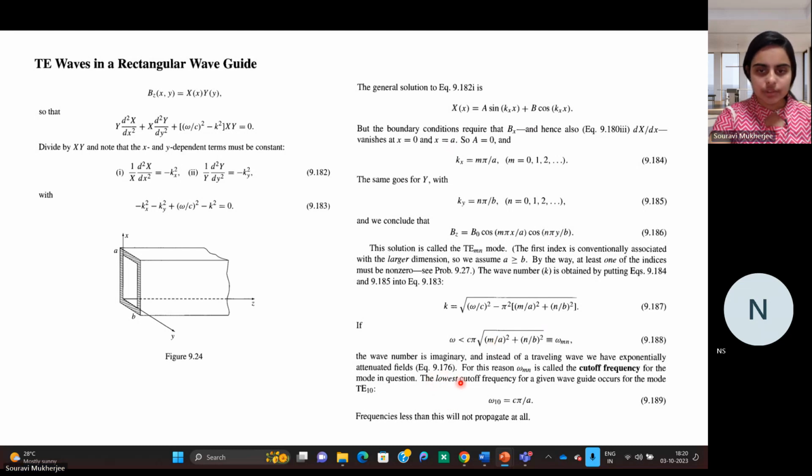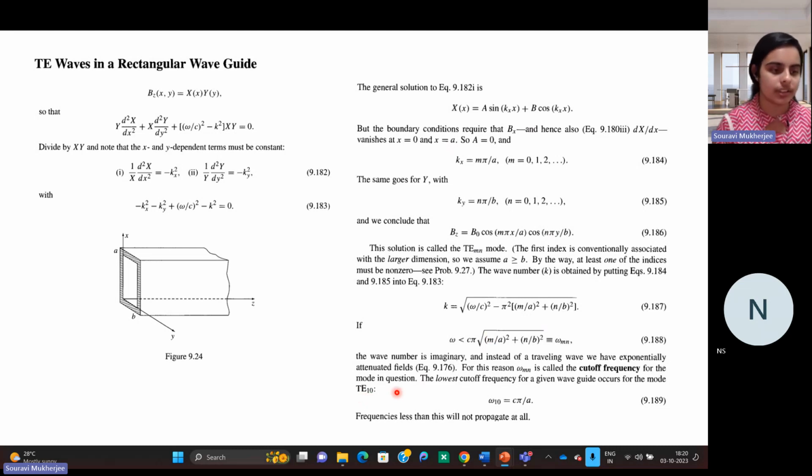And so the lowest cutoff frequency, lowest meaning what should be the lowest value here? Either put m or n, one of them, to be 1, and the other to be 0. That's your lowest mode. Now if you consider a to be greater than b, then the lowest mode should be where m is 1, right? So it should be TE10. So this is your lowest mode.